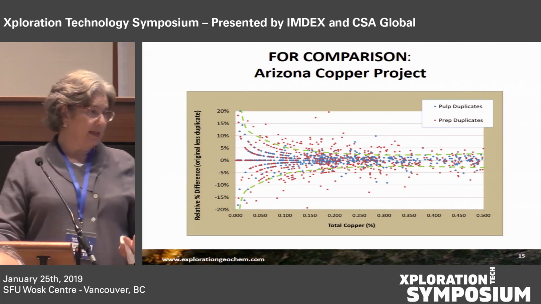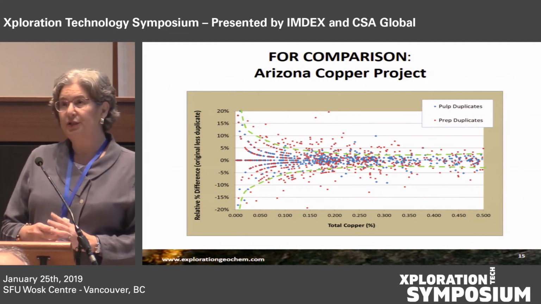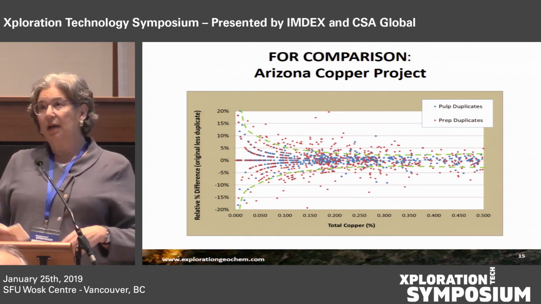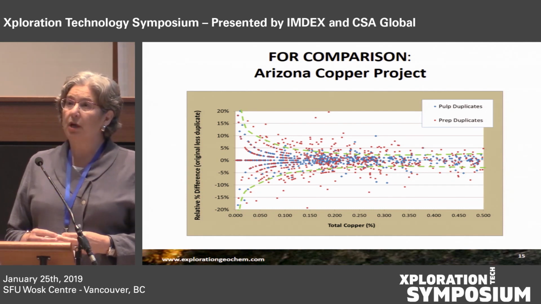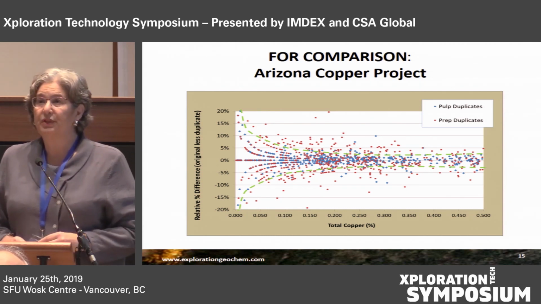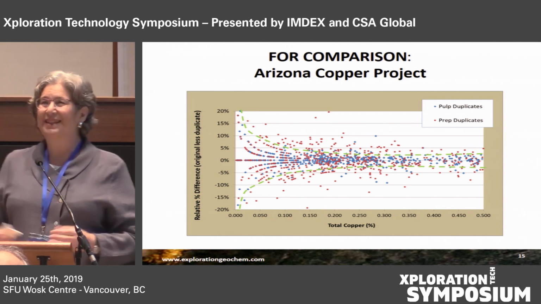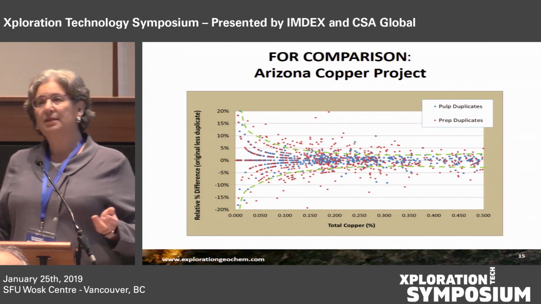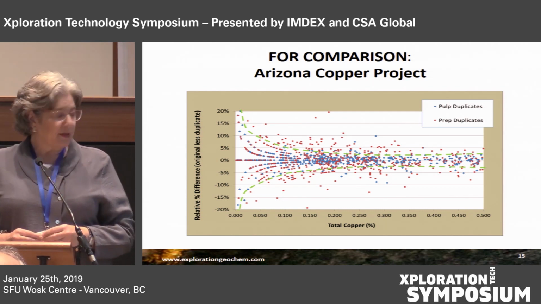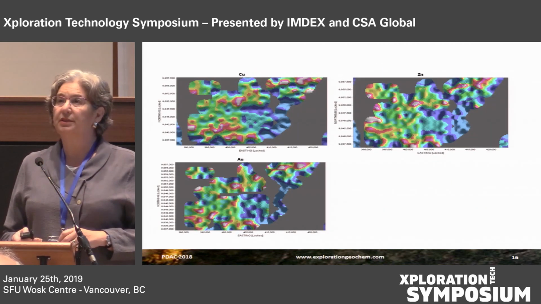Now, those were gold examples. And gold is a big part of the overall mineral exploration budgets worldwide, but you should be very thankful if you're working on a base metal project because this is an example for an Arizona copper project. And here you'll see on the y-axis, I don't have plus or minus 100%. Really, almost everything falls within plus or minus 5% for the pulp duplicates, and certainly not much worse than plus or minus 10% for the pulp prep duplicates down to very low levels. So it's a problem only for some projects and some elements.